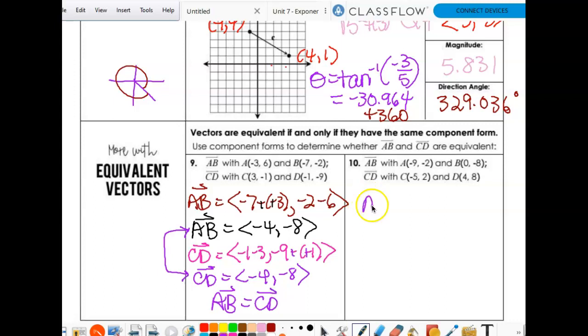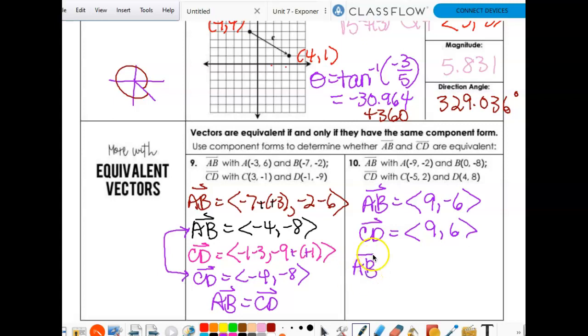If you trust me on the next one, which I'm not sure I would if I were you, I get <9, -6> for the first component form. And my second one is <9, 6>. Do those match? They're not the same, so AB is not equivalent to CD.